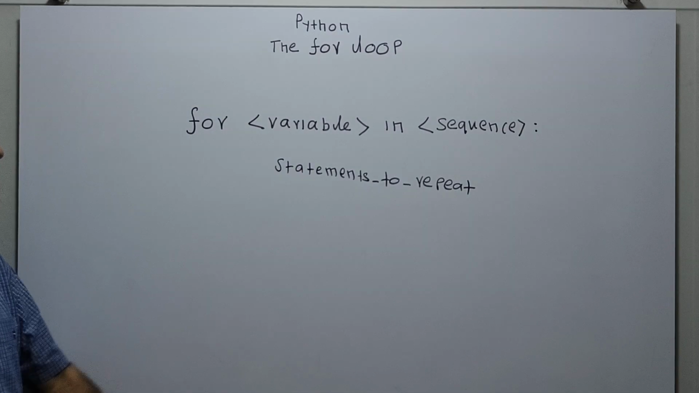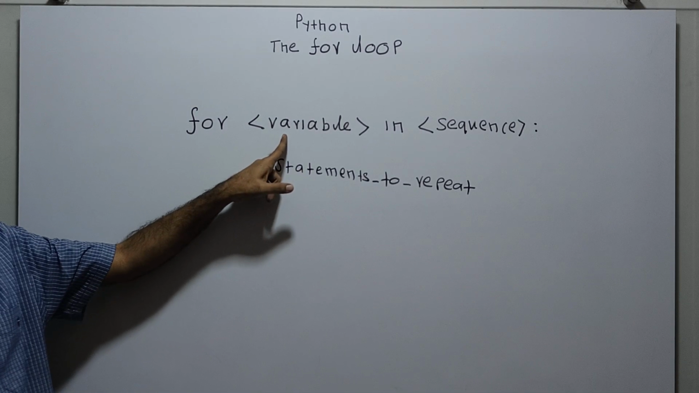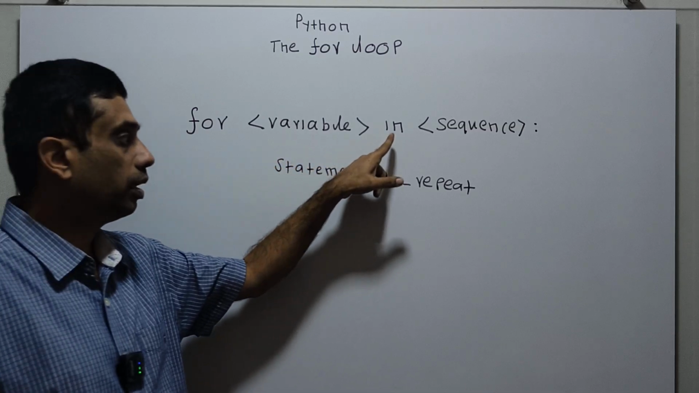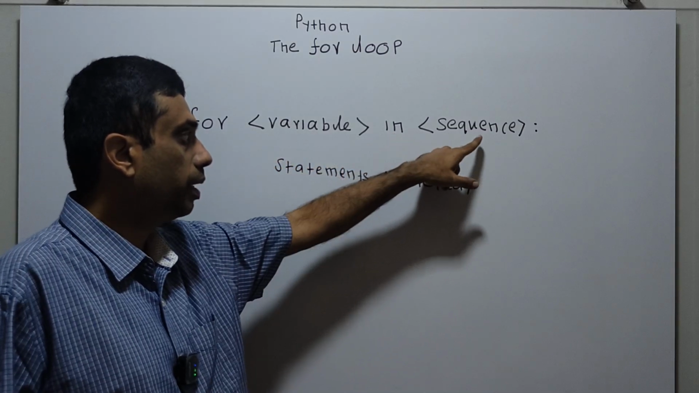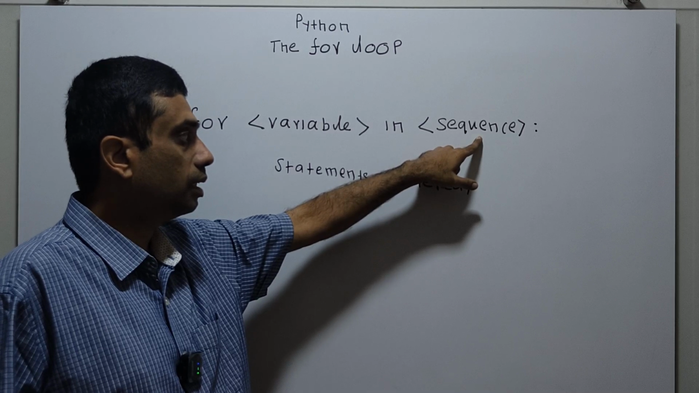Now I explain the syntax. For is a keyword for the for loop. Variable is the loop variable. We have to give an in operator followed by the sequence. The sequence may be a list or a string.